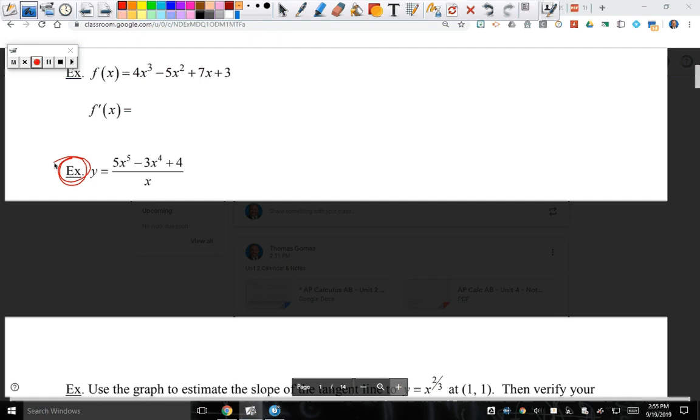Omar. Divide all terms by x. Okay, he says divide all terms by x. Any other suggestions? Bring the x up to x to the negative 1. Bring the x up as x to the negative 1. Well, it's not one term, it's not constant. That's good thinking. Let's think some more.